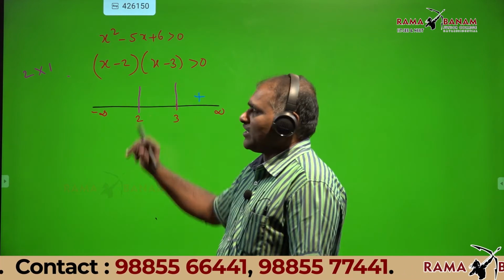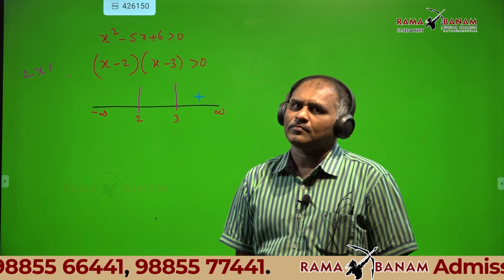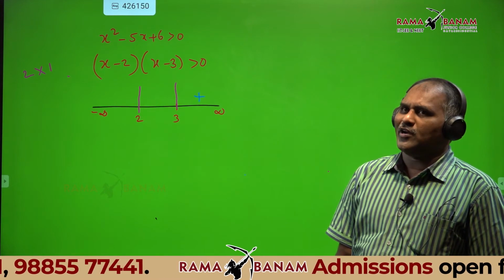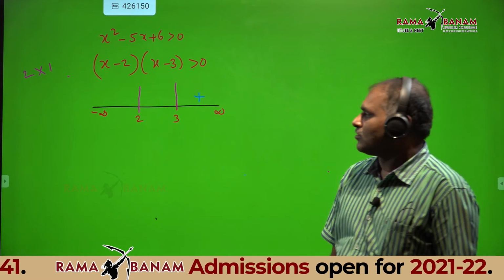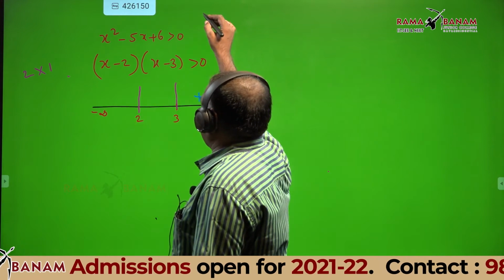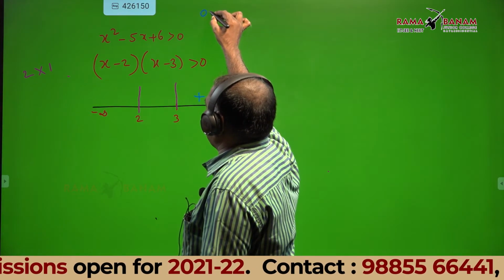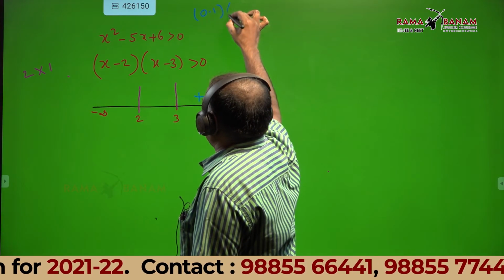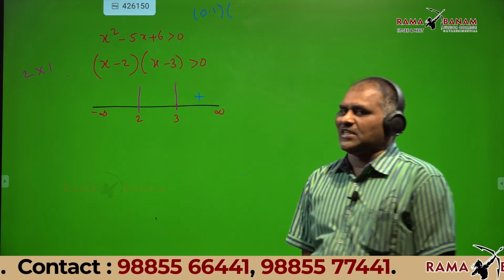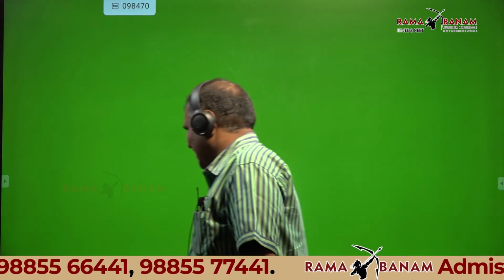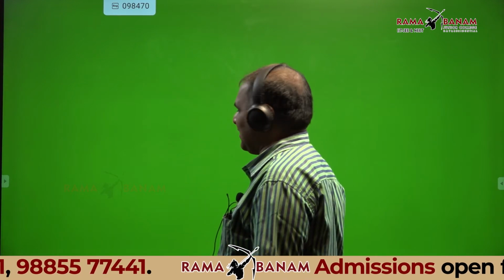2.1 minus 2, what is that value? 2.1 minus 2 is 0.1, times 2.1 minus 3. If needed, I can explain that one again, listen.